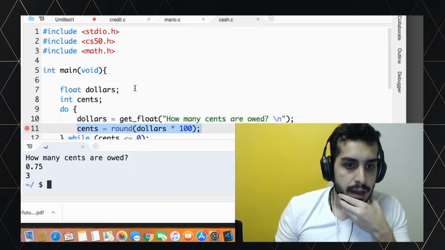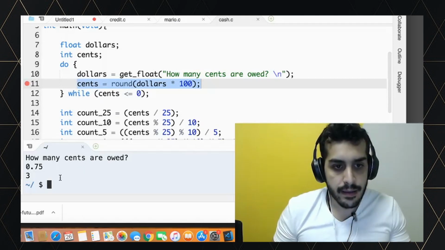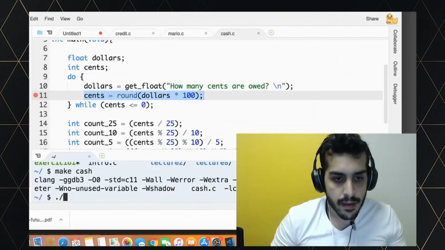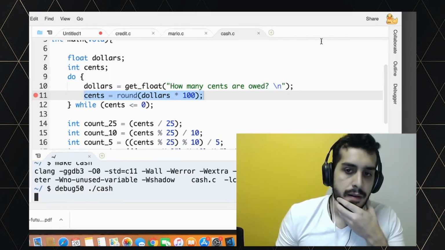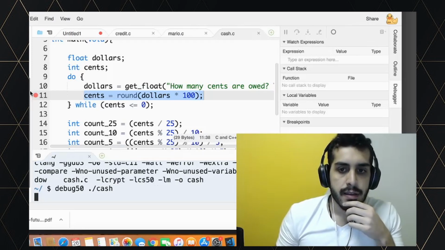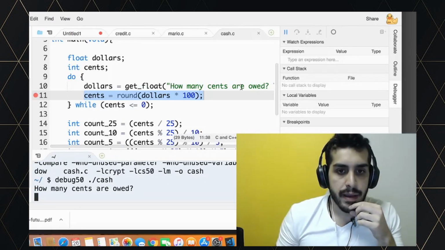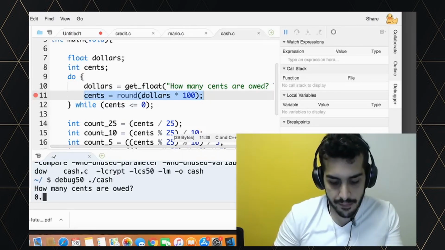I didn't say debug 50, so debug 50 cache. Okay, so now it should work. So it'll ask me how many cents I want. I'll put 75.